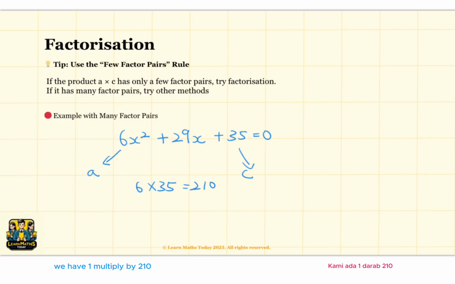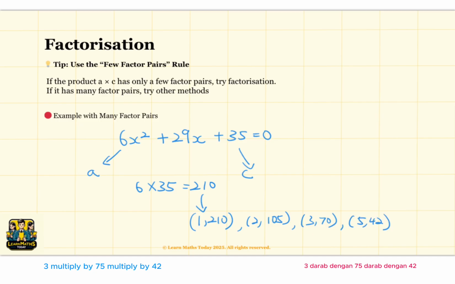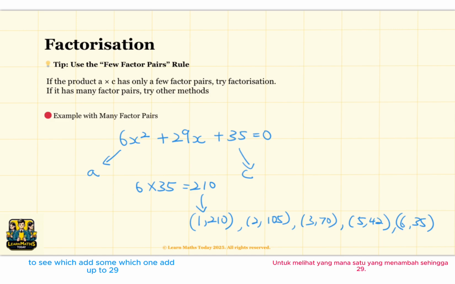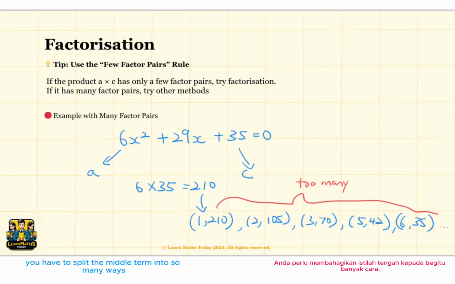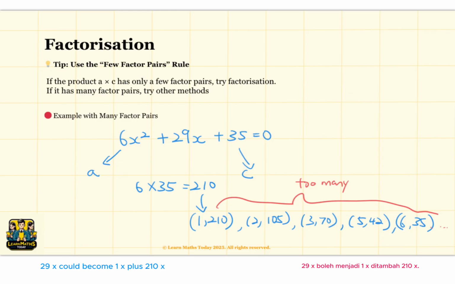We have 1 multiplied by 210, 2 multiplied by 105, 3 multiplied by 70, 5 multiplied by 42, 6 multiplied by 35, and so on and so forth. And it's so hard to even keep going. Imagine trying to test all of these pairs to see which one adds up to 39. You have to split the middle term in so many ways. 39x could become 1x plus 210x, or 2x plus 105x, and so on and so forth. That's a lot of trial and error.